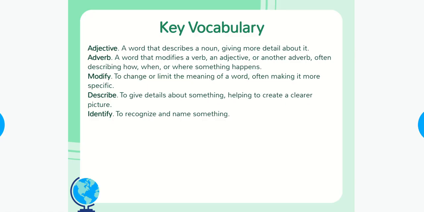Here are some key vocabulary words. Adjective is a word that describes a noun, giving more detail about it. An adverb is a word that modifies or changes a verb, an adjective, or another adverb, often describing how, when, or where something happens. Modify means to change or limit the meaning of a word. Describe means to give details about something, helping to create a clearer picture. Identify means to recognize and name something.